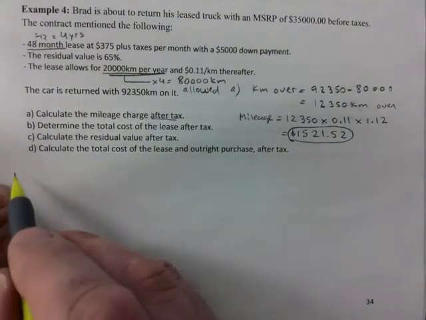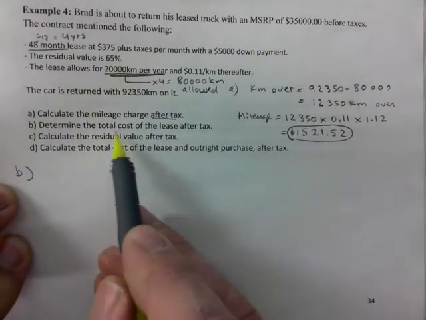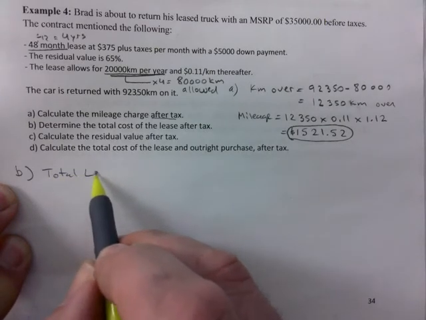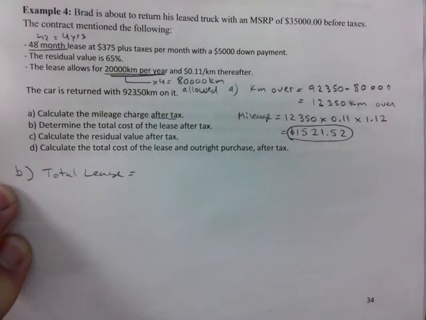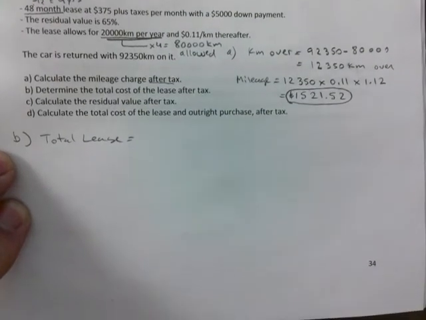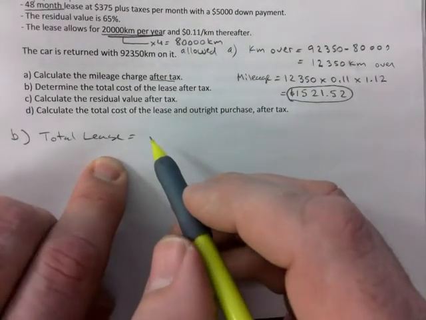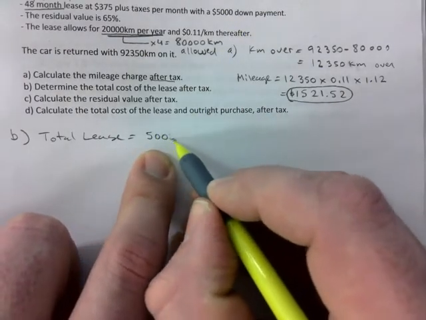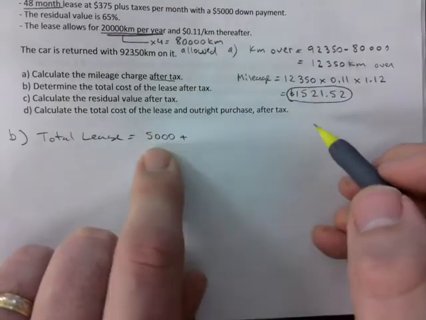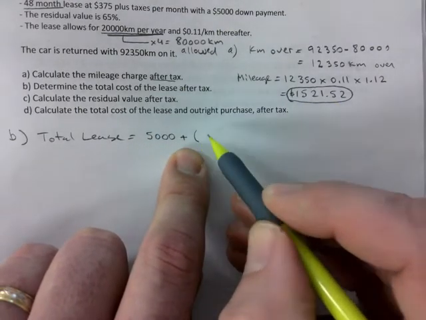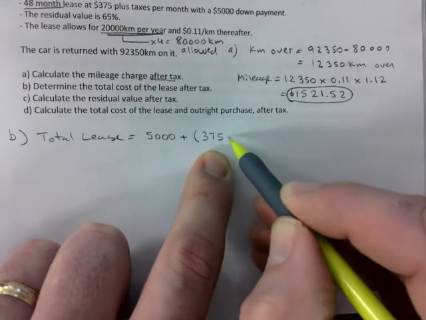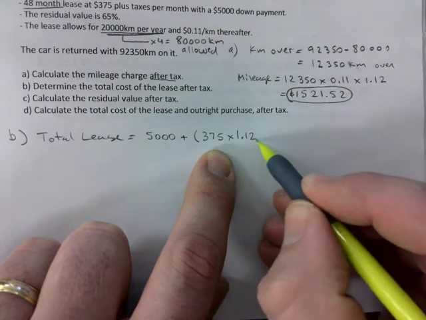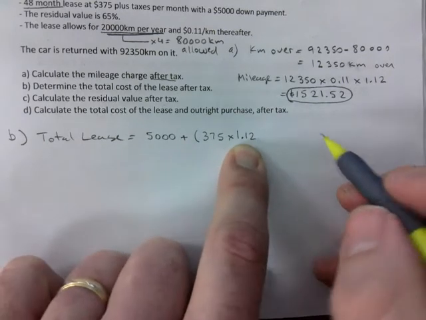Okay. For B, determine the total cost of the lease. So total lease, basically. You don't have to write total lease. If you just go ahead and start the work, I'm fine with that. But you take your down payment, if there is one. And way at the top, I see it's 5,000. Never tax the down payment. If you remember anything, that's huge. Then I'm going to take my payments, which is $375 a month. Because no taxes have been added yet, I need to do this step right here. You're adding taxes by doing that.